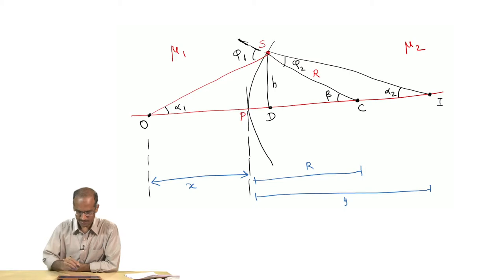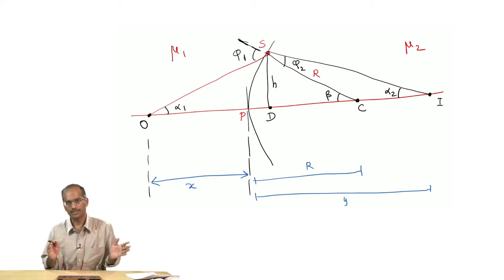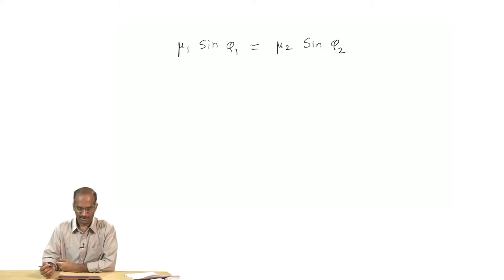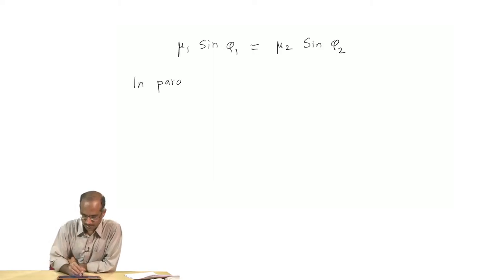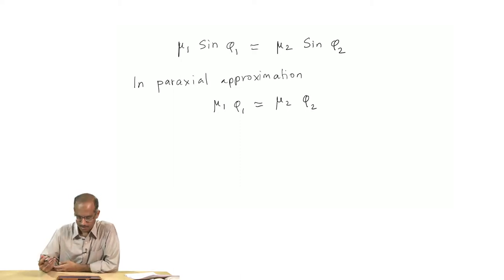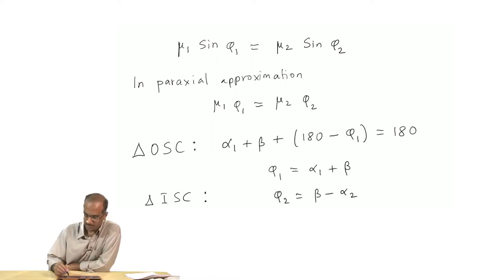Now, if I apply the law of refraction to this system, the ray goes from one medium to another medium at point S. And I know that incident angle is phi 1, refracting angle is phi 2. So, I can use the law of refraction and write the following equation. So, this is simply the law of refraction. In paraxial approximation, which means that I assume that all these angles are small enough, phi 1 is small, phi 2 is small, in which case mu 1 times phi 1 will be equal to mu 2 times phi 2. To be able to do anything with this formula, I need to know what is phi 1 and phi 2. So, now let me substitute these in the law of refraction, which is going to give me the following.